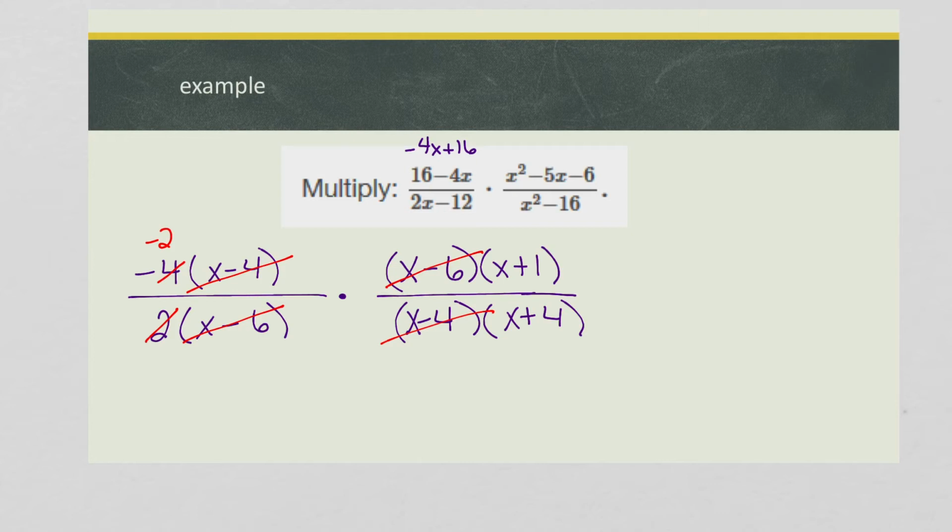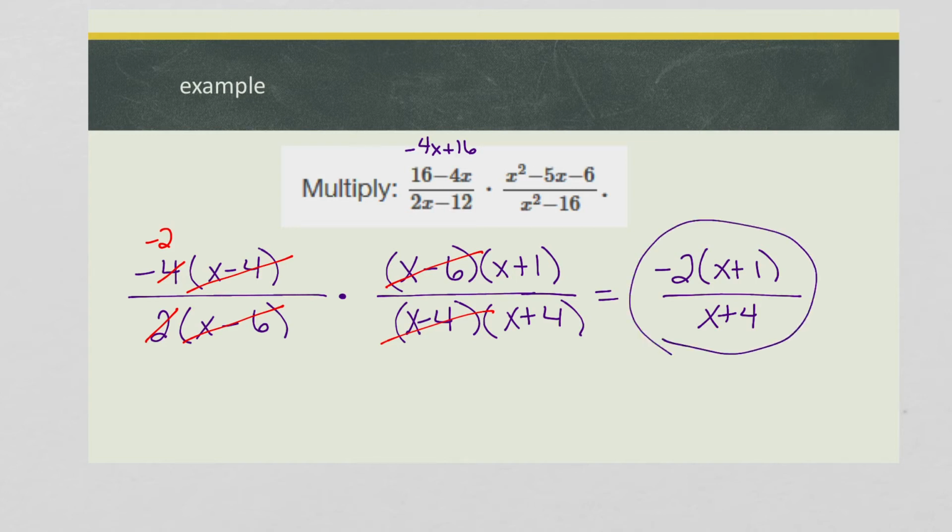All right, so now we're going to multiply straight across. We get -2 times (x plus 1) over x plus 4. And do you have to have parentheses around this down here? No, not the denominator because there's no number out front, but you do have to have parentheses around this x plus 1 in the numerator. You do. Okay? So make sure that you don't get lazy there and ignore your parentheses.